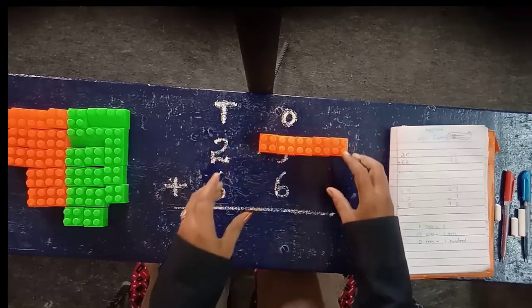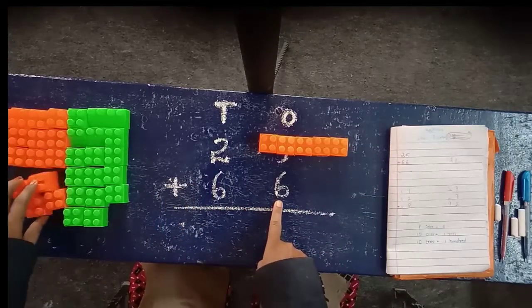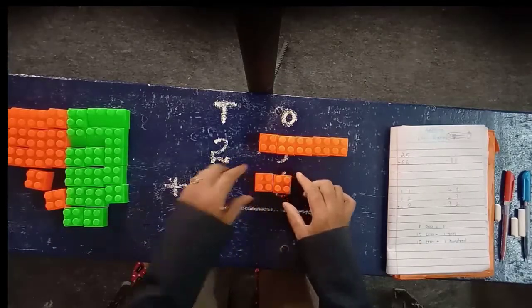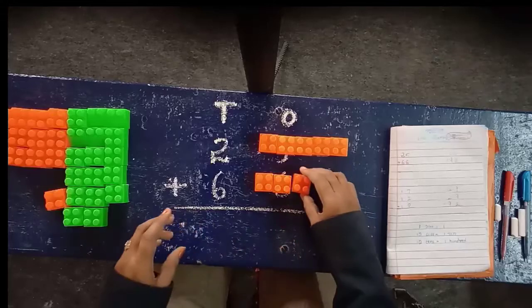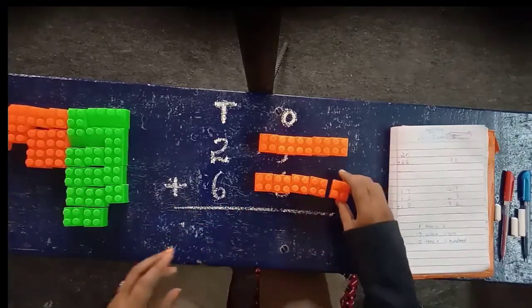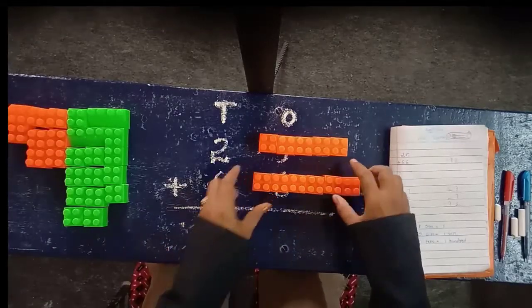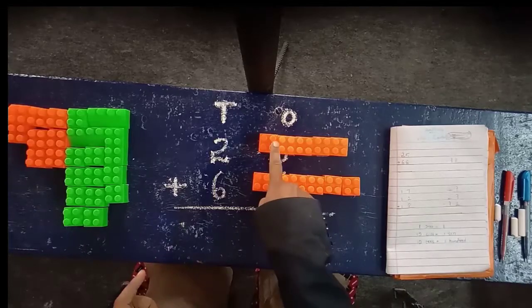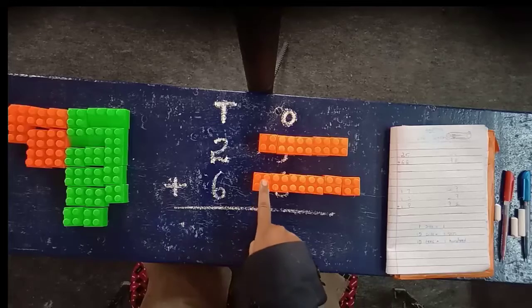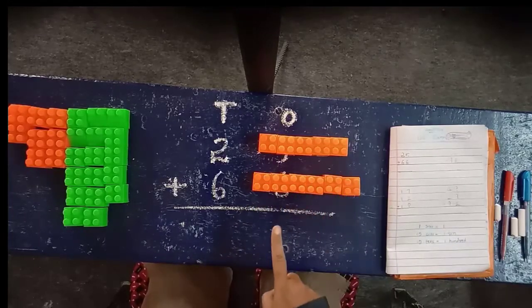And now the second number's ones digit, 6. So I am arranging 6 blocks here. 1, 2, 3, 4, 5 and 6 blocks, children. Now the first number's ones digit is 5 blocks: 1, 2, 3, 4, 5. The second number's ones digit is 6: 1, 2, 3, 4, 5, 6 blocks I arranged.